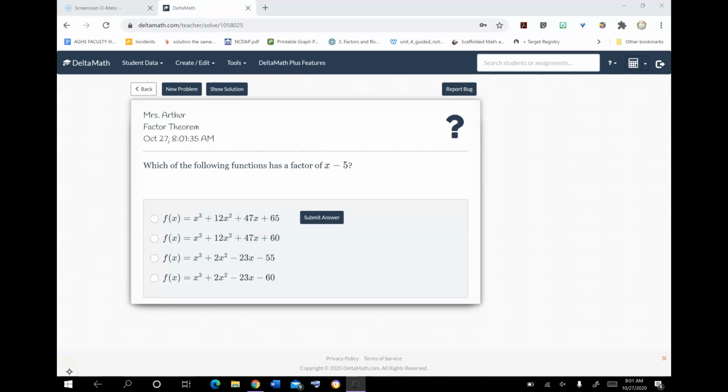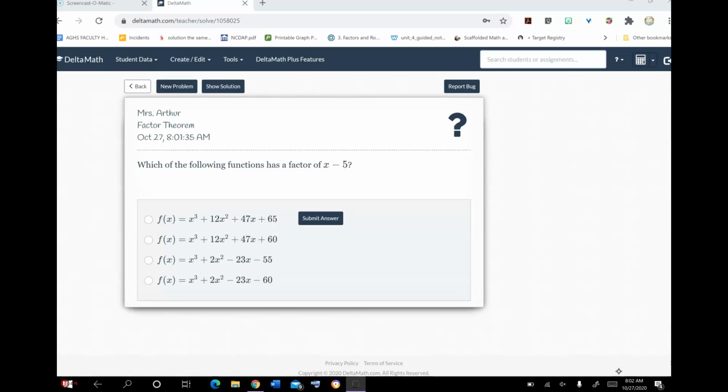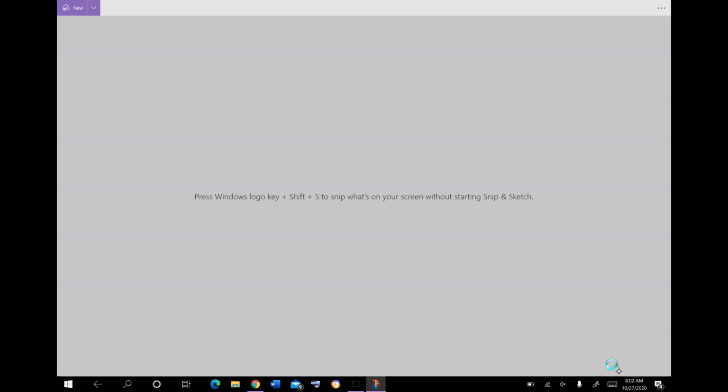Alright, so we're going to do a short little Delta Math today that talks about two things that I want to make sure we definitely understand, and a new way to look at something with the factor theorem. Here, let's take a screenshot so I can write on it. Which of the following functions has a factor of x minus 5?